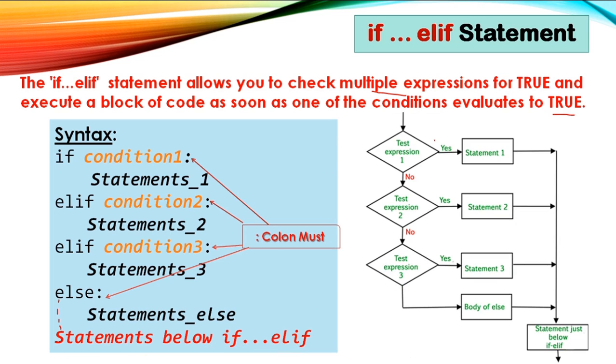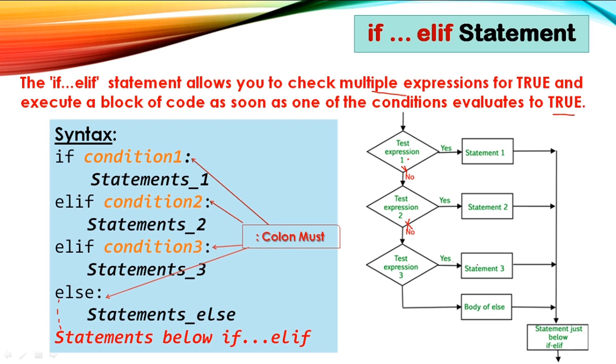The flowchart for this if elif statement is like this. The test expression will be evaluated, the condition will be evaluated. If the condition is true, statement 1 will be executed and control goes to the statement just below the if elif. And if the condition evaluates to false, then the next expression will be evaluated, and if the condition is true, statement 2 followed by the statement below will be executed. And if the second condition is also false, the third condition will be evaluated.